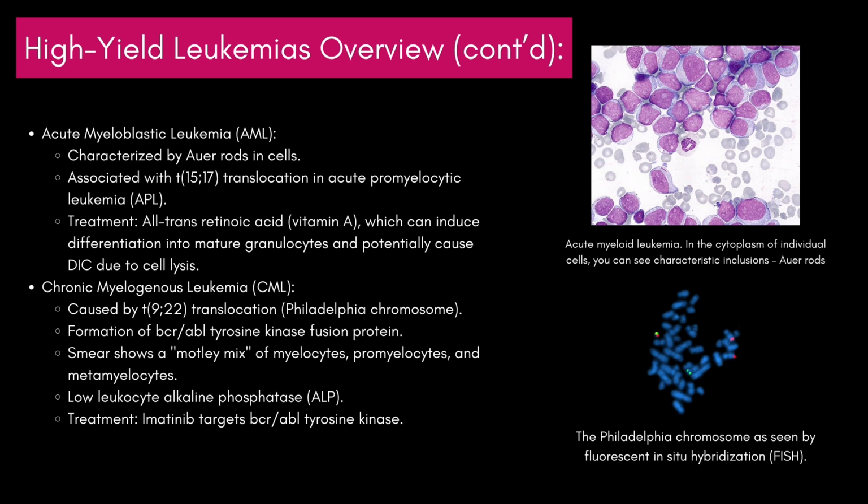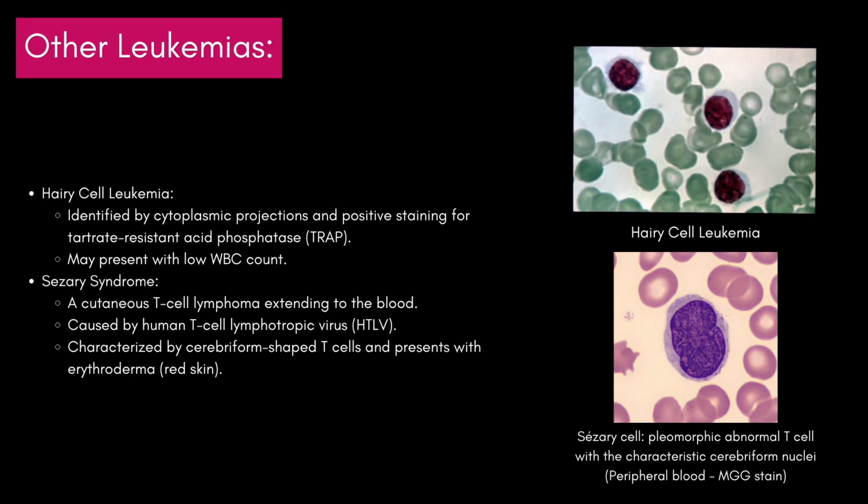Smear shows a motley mix of myelocytes, promyelocytes, and metamyelocytes. Low leukocyte alkaline phosphatase, LAP. Treatment: imatinib, which targets the BCR-ABL tyrosine kinase. Let's continue to take a look at other leukemias.